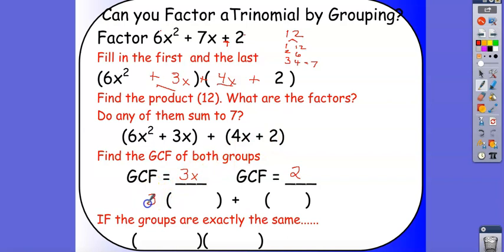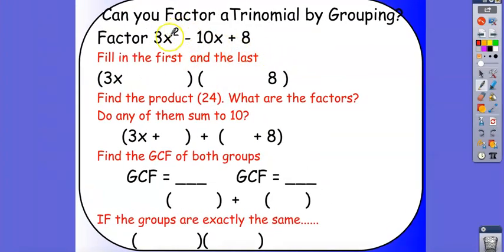So if I put a 3x here, 3x times what gives me 6x squared? That'd be 2x. Plus, 3x times what gives me 3x? 1. Now I'm going to put a 2 here. 2 times what gives me 4x? Well, 2x. 2 times what gives me 2? 1. If these are exactly the same, then I can say 3x plus 2 times 2x plus 1, and I factored it. I think I have one more example. Let's go look.